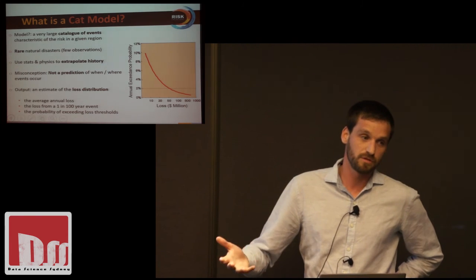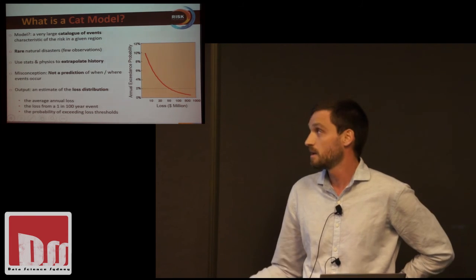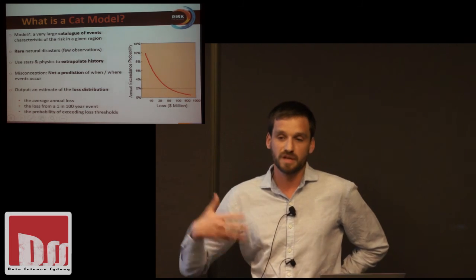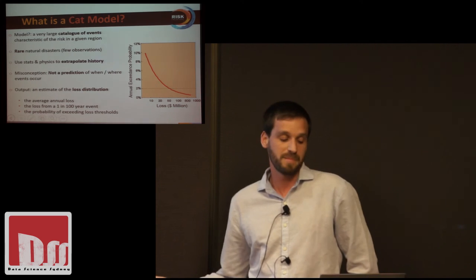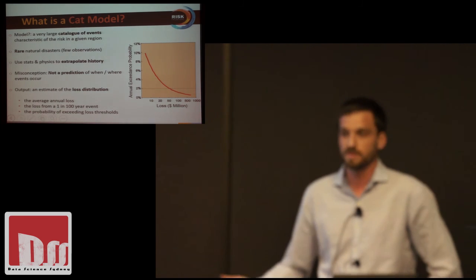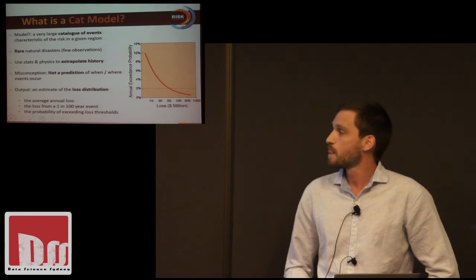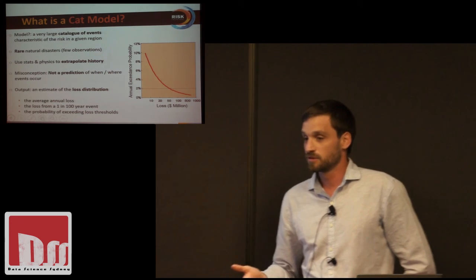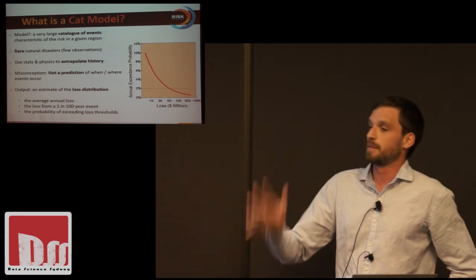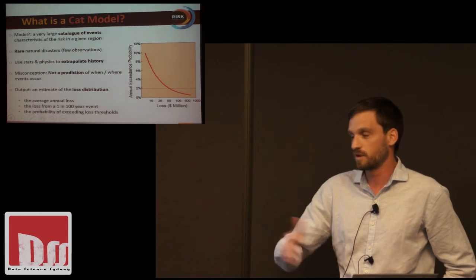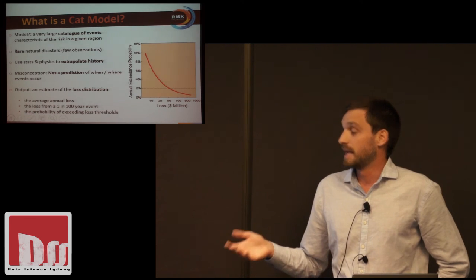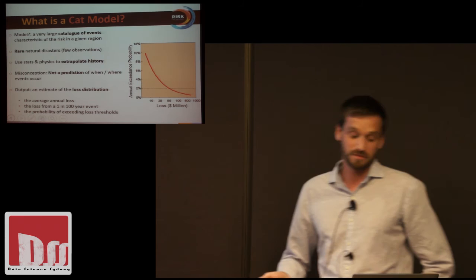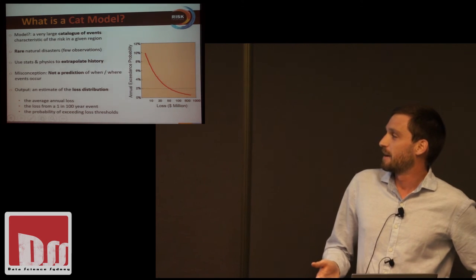So what we do is try to use statistics and physics where we can to extrapolate history. Essentially, we're trying to produce alternative versions of history to get a bigger picture of what could happen, even though it hasn't happened yet. There is a misconception I'd like to clarify quickly: we're not predicting anything. Our models will not say there might be five hurricanes next year and one in Florida, or anything like that. That's good, because it's pretty much impossible to do, and it would be very risky because you'd get caught out being wrong.